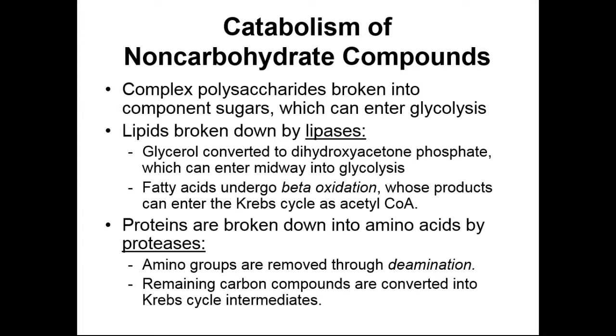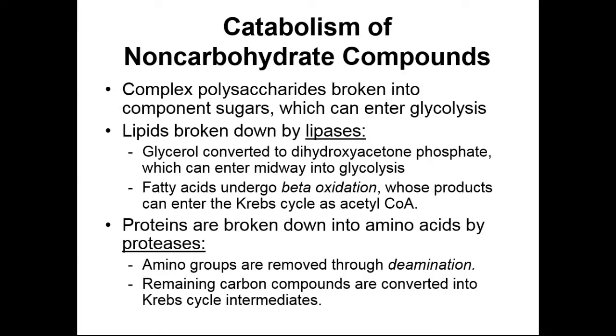If we take a complex polysaccharide, like starch or glycogen, we need to break it down into individual glucose molecules that can go into the glycolysis metabolic pathway. If we have a lipid that's been consumed, that lipid needs to be broken down by a series of enzymes known as lipases, enzymes that break apart lipids. A typical fat molecule will have 1 glycerol molecule and 3 fatty acids. Glycerol can be funneled directly into the glycolysis pathway. Fatty acids are broken apart 2 carbon atoms at a time and funneled into the Krebs cycle as acetyl-CoA molecules.